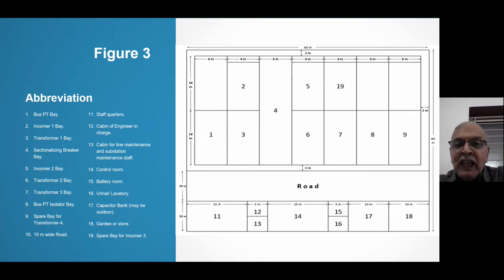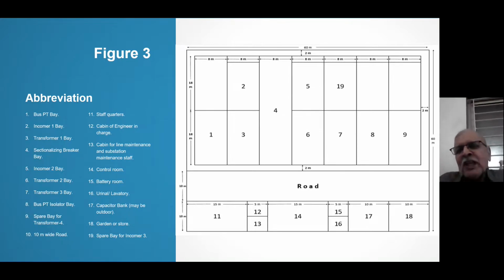So what is the length? 18 meter plus 18 meter, 36 meter plus 10 meter road, 46 meter plus I am going for 10 meter. So 46 plus 10, 56 plus I am leaving 2 meter on both sides. So that takes me to 60 meter. So 60 meter by 60 meter land I need. That I have decided.